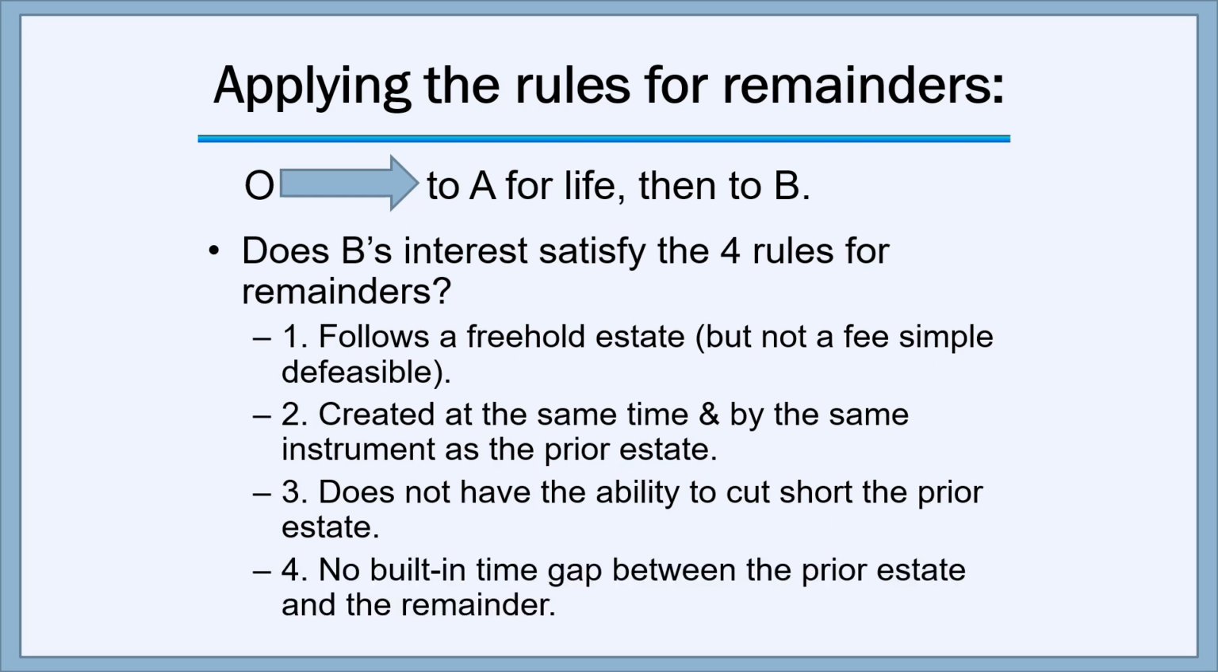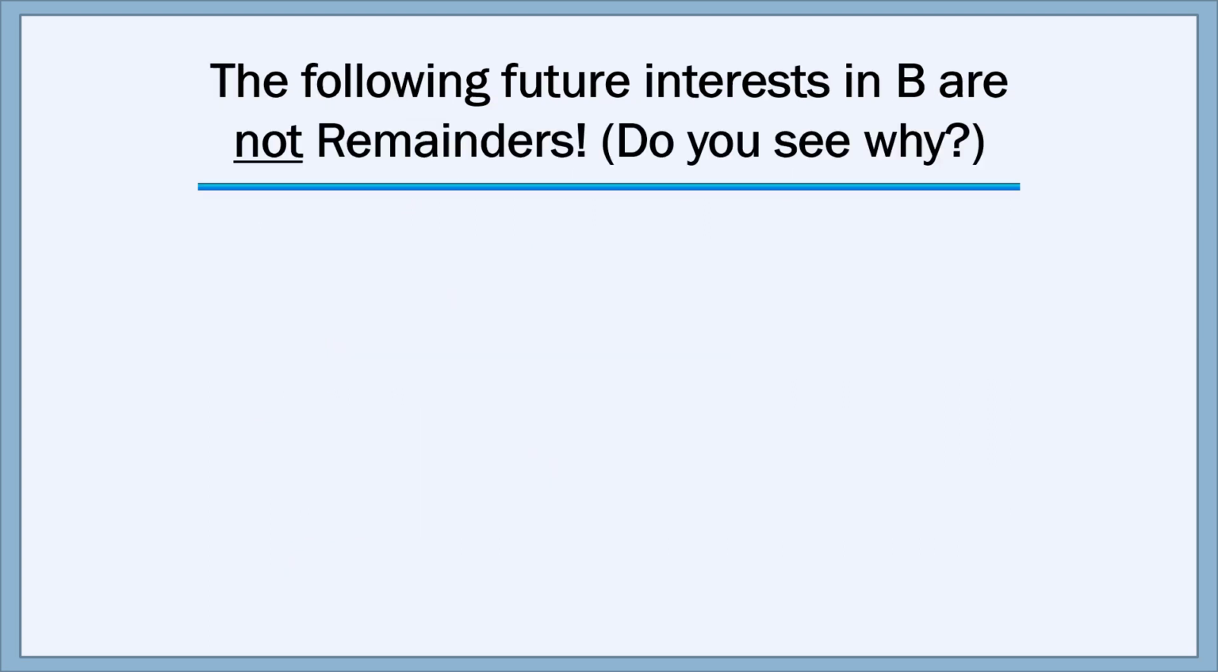The fourth rule is there mustn't be a built-in time gap between the prior life estate and the remainder, and here there is no time gap. It says to A for life and then to B. Well, then implies that B gets it immediately and instantaneously upon the end of A's life. So all four rules for remainders are satisfied, and our conclusion is that B does indeed have a remainder.